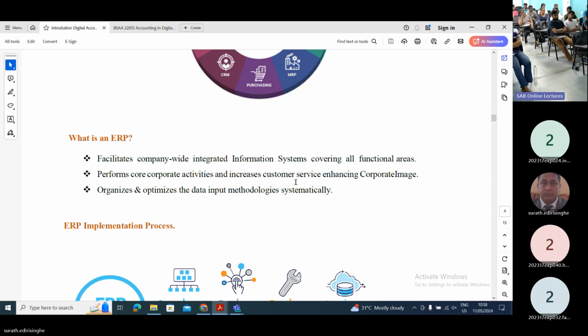After implementing ERP, on a more accurate and timely basis, your system will generate more and more accurate information and customers are satisfied. Finally, through this system, your company image and goodwill will be increased, enhancing corporate image.